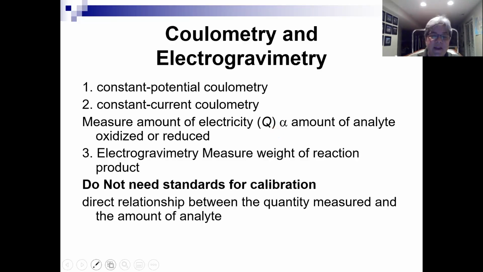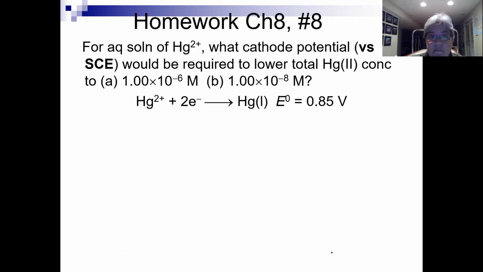These 3 methods do not need calibration curves. So if I say, for coulometry and electrogravimetry, what should we put on our calibration curve? You say, nope, there is no calibration curve. We just talked about in potentiometry, what do you put on the calibration curve? Oh, E and P ion, but here, no calibration curves, because we can directly measure the amount of substance.